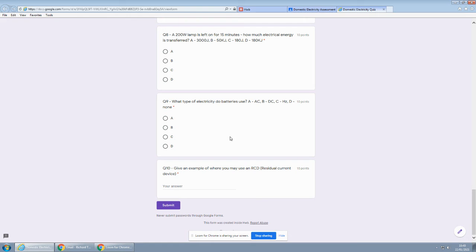Give an example where you may use an RCD, a residual current device. Well, for things like a lawnmower or a hedge trimmer or an electric drill, anything where you need that circuit breaker. So if you do damage the wire or the appliance, the current immediately cuts out.